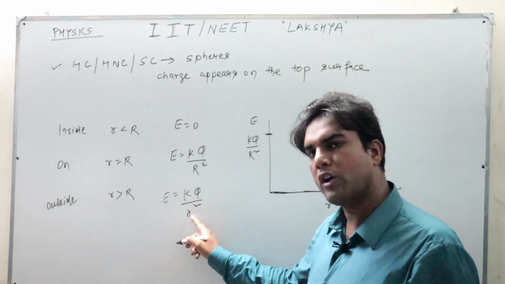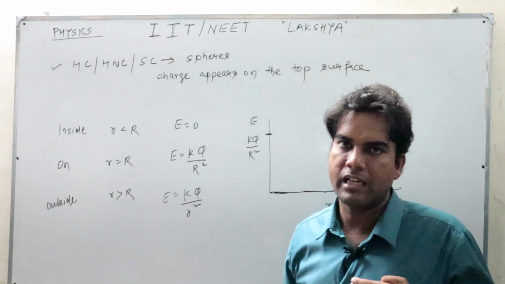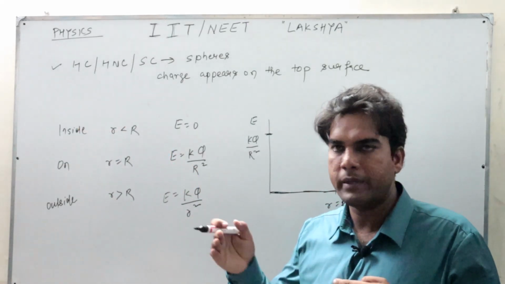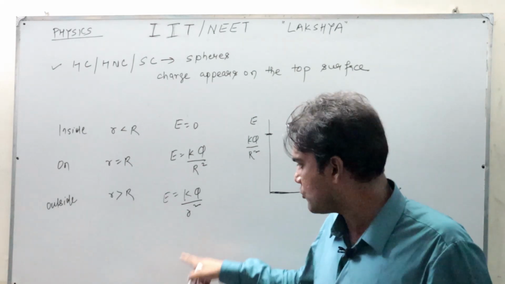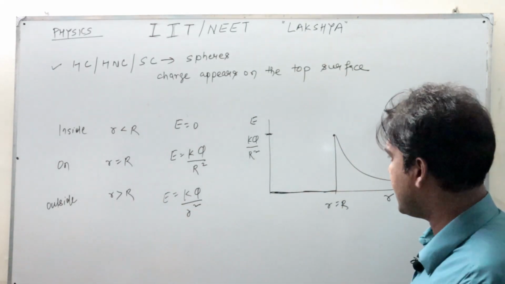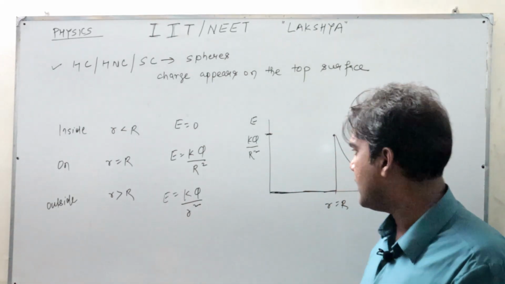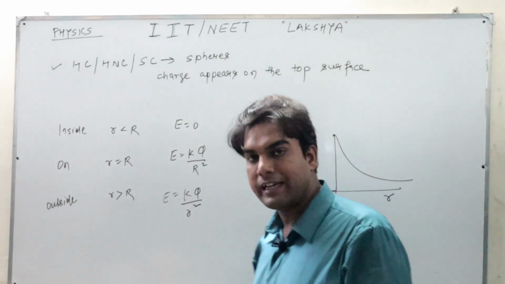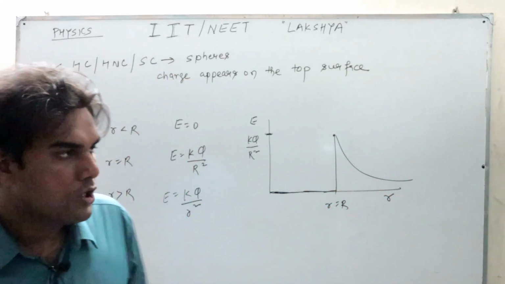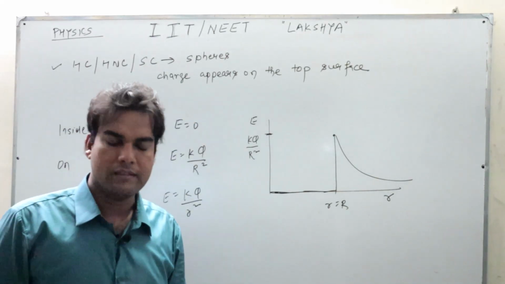Now small r is a variable quantity. As you keep moving away from the surface or from the center of the sphere, the r value keeps increasing. So as r keeps increasing, E keeps decreasing. So the graph becomes like this, E is inversely proportional to 1 by r square. So this is the graph for your hollow conducting, hollow non-conducting, and solid conducting spheres.